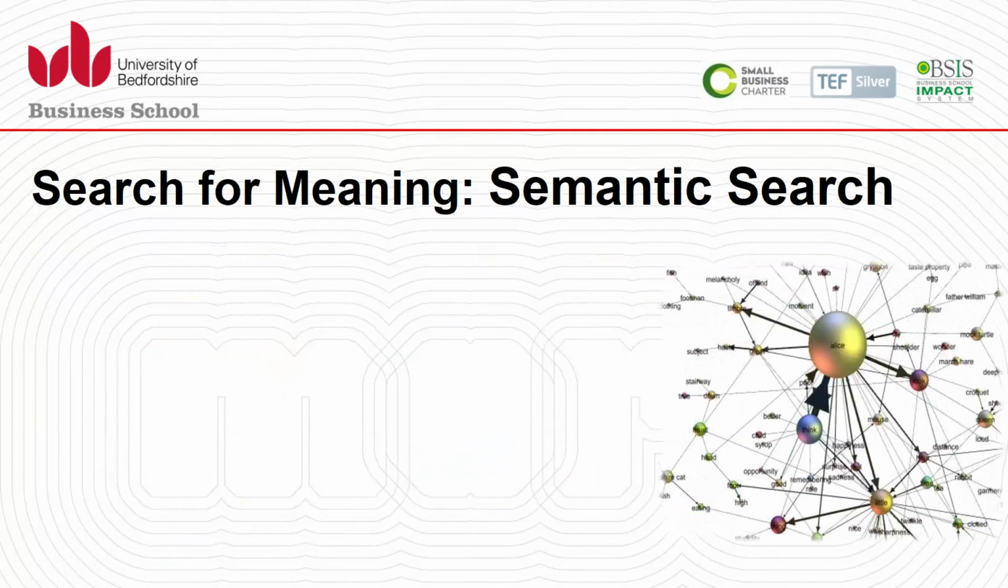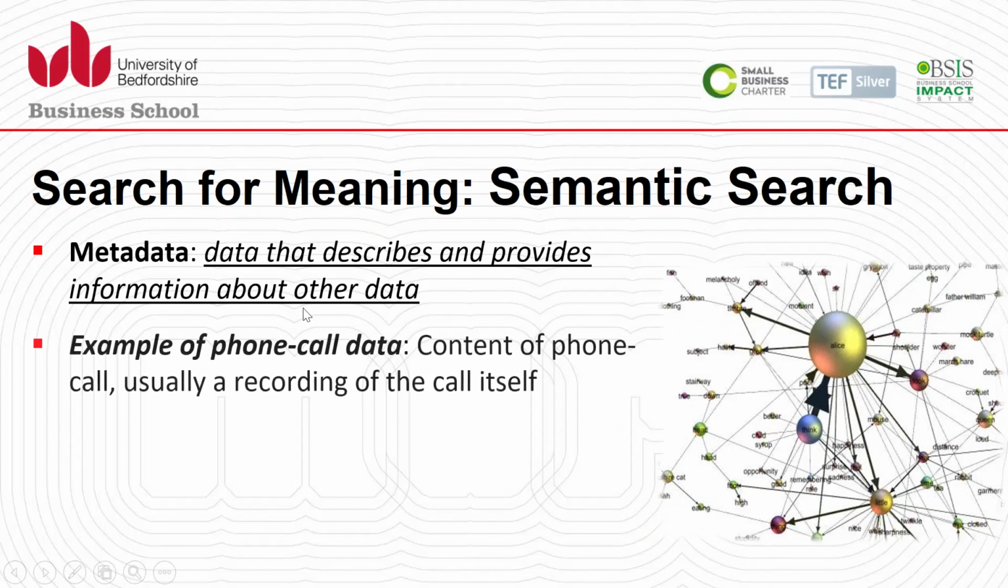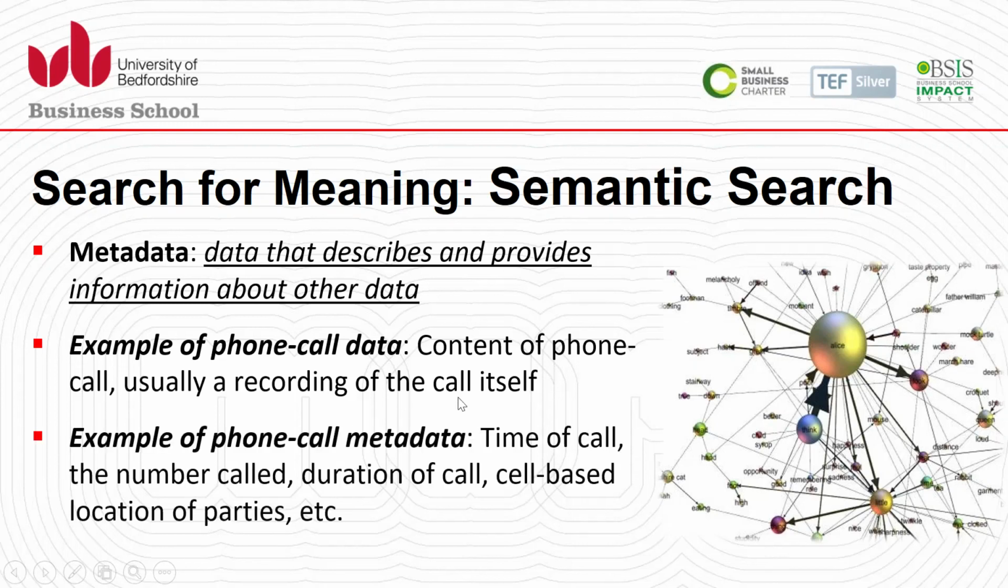The idea basically is getting the best meaning from semantic search. We can see metadata as data that describes and provides information about other relevant data. For example, phone call data is the content of the phone call, usually a recording of the call itself. Examples of phone call metadata can be the time of the call, the number of the caller, the number of different calls, the duration of the call in a specific time or day, and the cell-based location of the parties end to end. These are some examples of metadata.